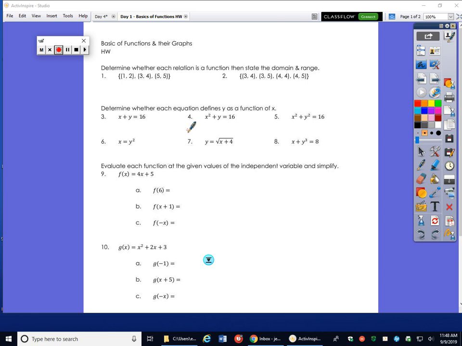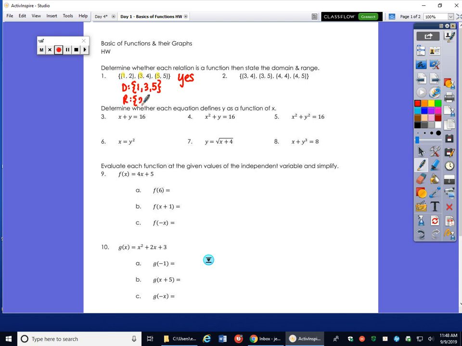So remember, you're looking at the x values to determine if it's a function. If x repeats itself, then it is not a function. But if all of the x's are different, then it is a function. So in this particular case, we've got 1, 3, and 5, which are all different. So this is a function. And the domain is going to be the set of the x values, so 1, 3, and 5. And your range is going to be the set of the y values, so 2, 4, and 5. Domain is x, range is y.